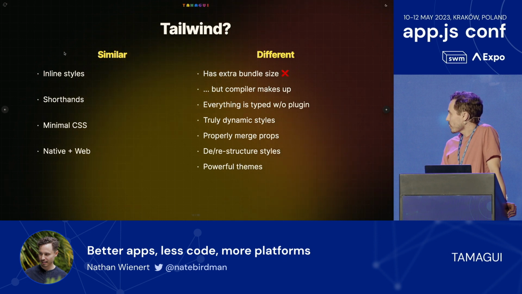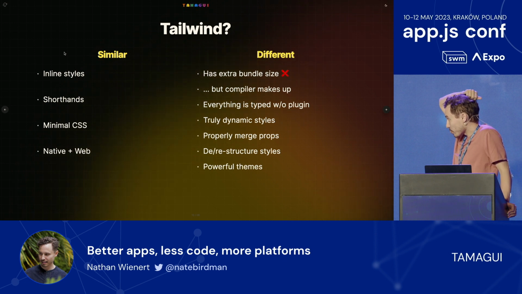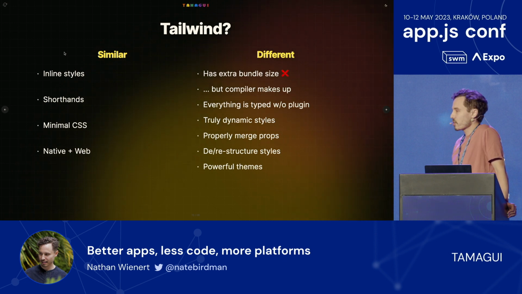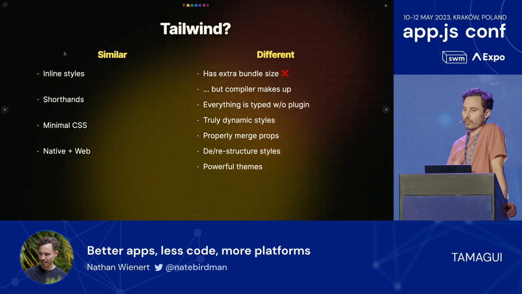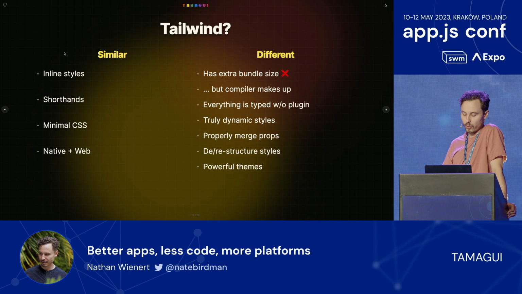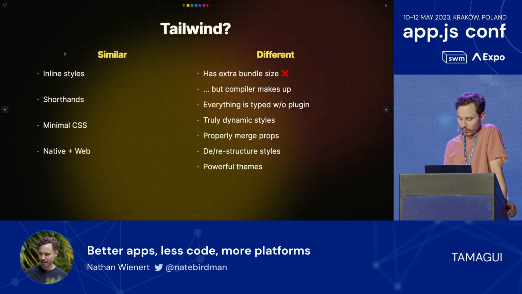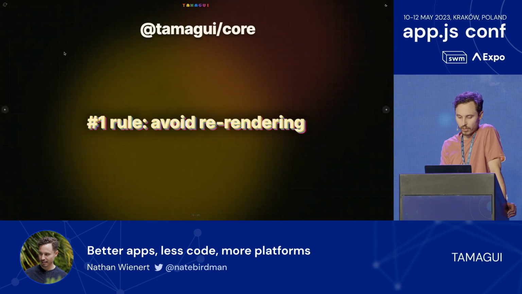And again, you can use dynamic styles, and I think I covered the properly merged props, but also it's kind of nice that you can destructure style properties and then go back and restructure and add them on. So you're basically using JavaScript, which is really nice, and so you have a lot of control over how you manage your styles and manage your components. And then a powerful theme system, which I will talk about next.